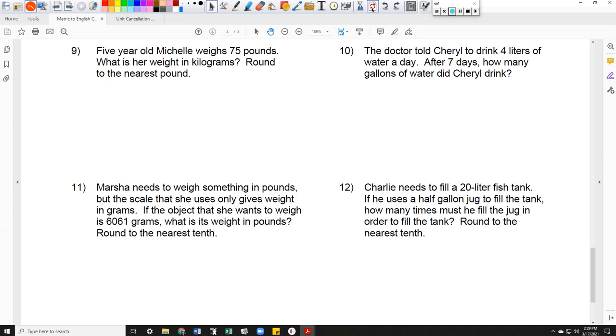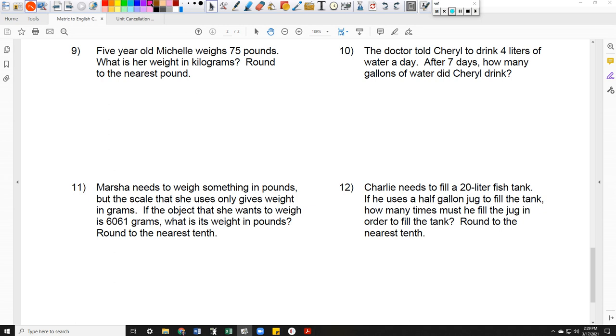Clearly, I'm asking you guys. I don't memorize these. I would never ask you guys to memorize that. There are some that I've remembered because I do them so many times, but I would never ask you to know it. All right, 5-year-old Michelle weighs 75 pounds. What is her weight in kilograms?